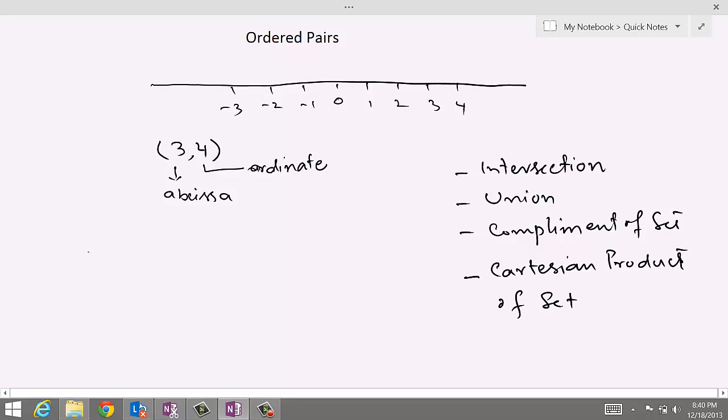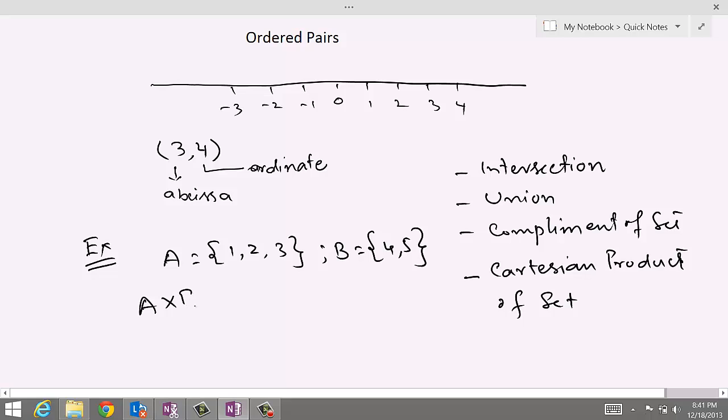Let's take a look at an example. If we have a set A which is equal to {1, 2, 3}, and we have another set B which is equal to {4, 5}, then the Cartesian product of sets A and B will be denoted by A cross B, and this will consist of all ordered pairs in which the first element will come from A and the second element will come from B. So in this case we will have (1, 4), (1, 5), (2, 4), (2, 5), (3, 4), and (3, 5).